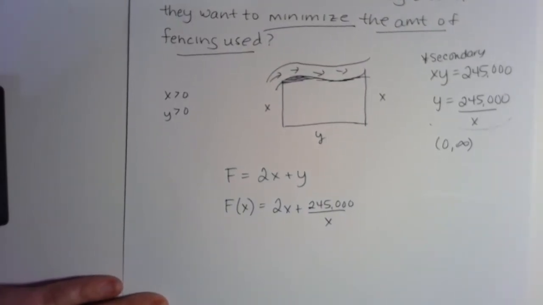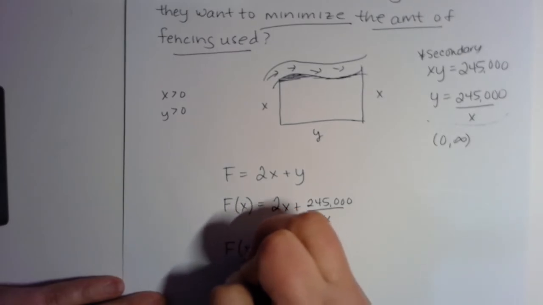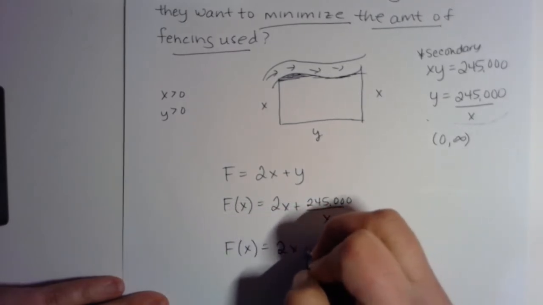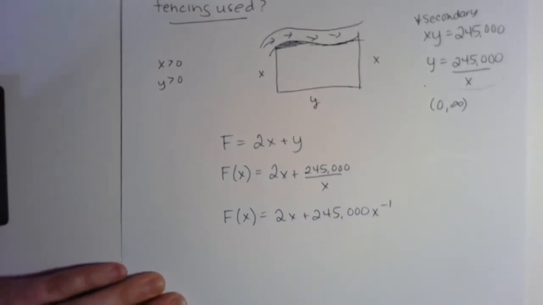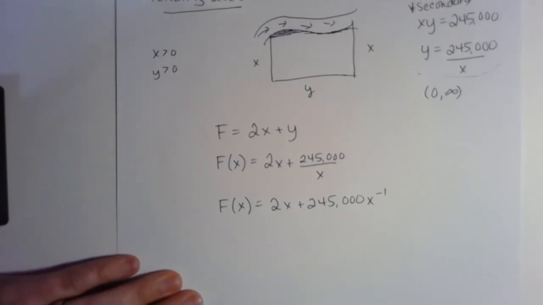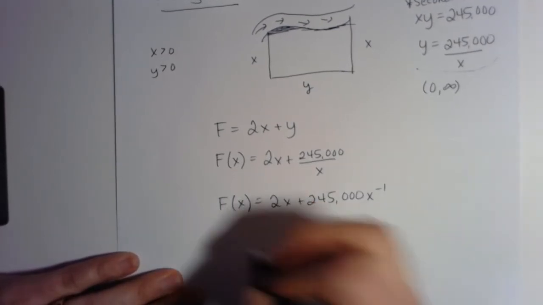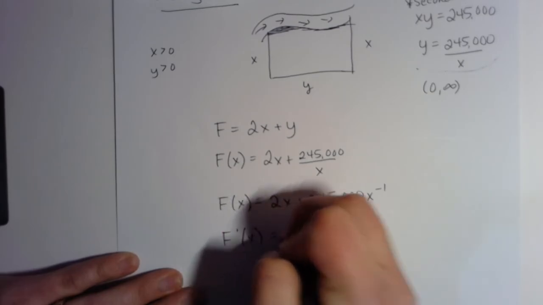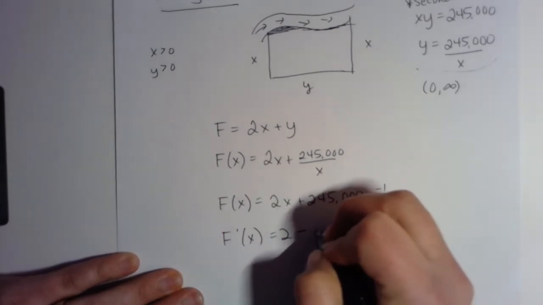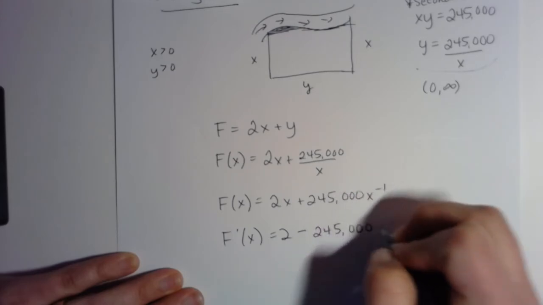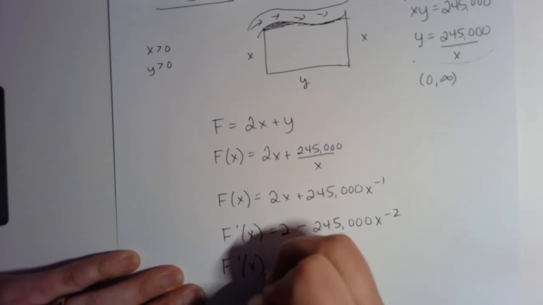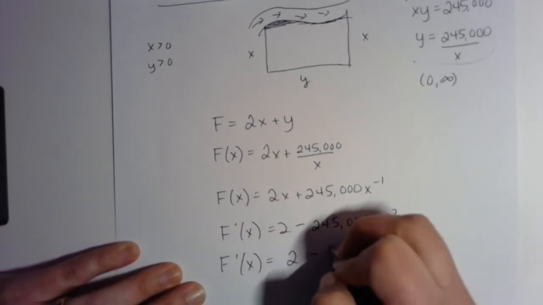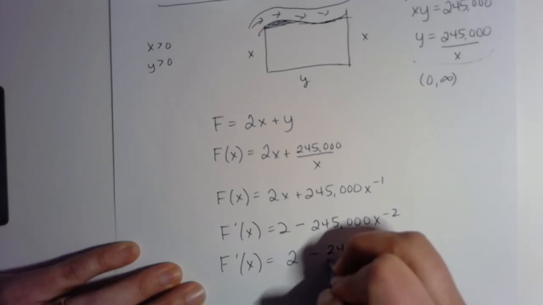So then I'm going to need my F prime. I'm going to do a quick rewrite of F before I do that. So this is 2x plus 245,000 x to the minus 1. Now the good thing about these is once you get the optimization part, the calculus isn't too terribly difficult on the ones that we're doing. So my F prime of x is 2, and then my derivative here will be minus 245,000 x to the minus 2, which I really want to think of in terms of the positive exponent. So that's 2 minus 245,000 over x squared.